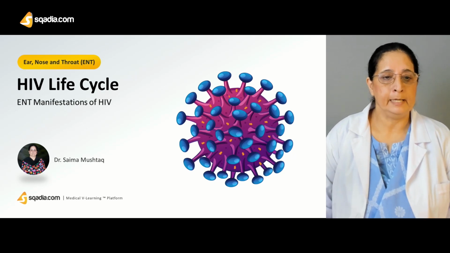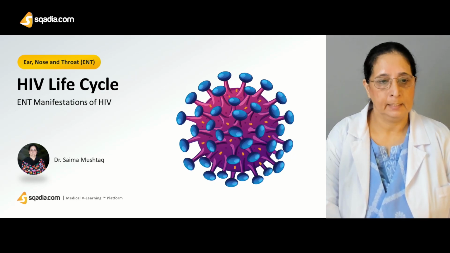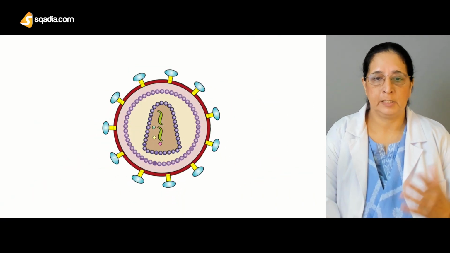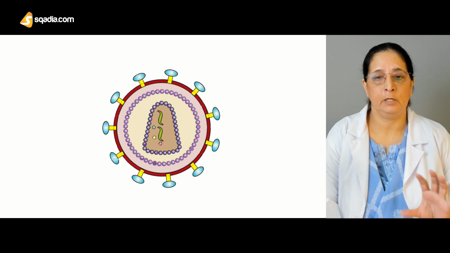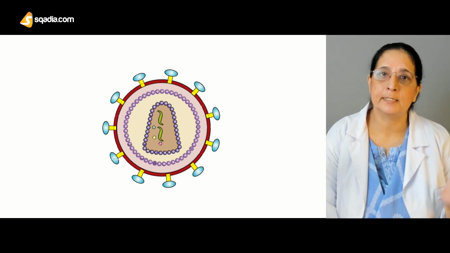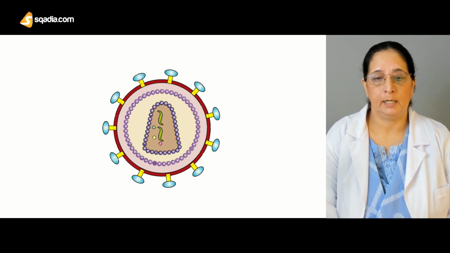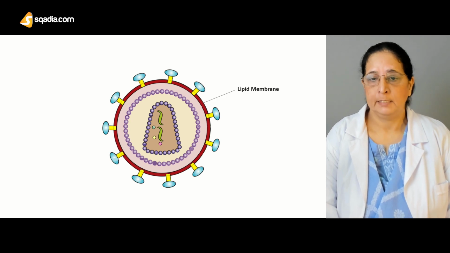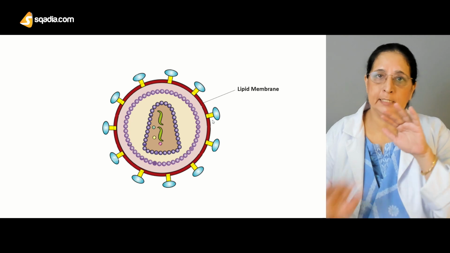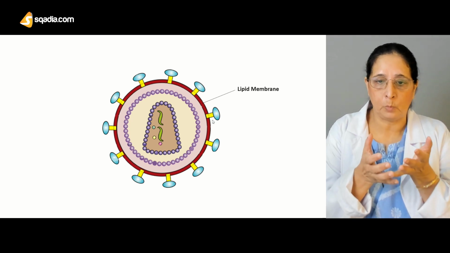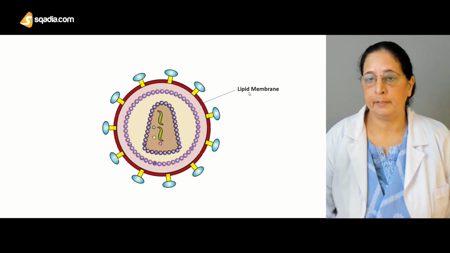Now in the HIV life cycle, we will first see the structure of the HIV, or the retrovirus which causes the infection. That's the lipid membrane. This is the outer covering of the virus. That's the lipid membrane.